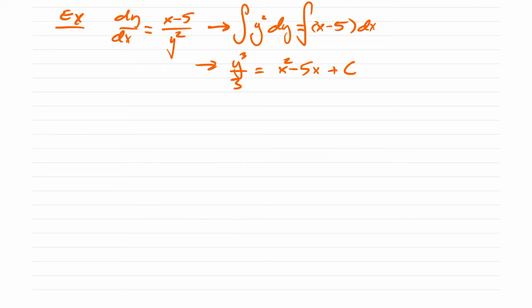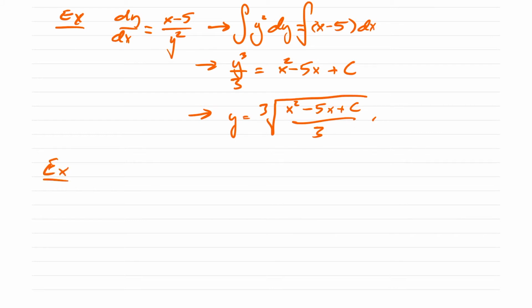Now this one is actually one we can solve. This isn't too bad. So if I multiply by 3 and I take the cube root, we're done. And so we get y is equal to the cube root of x squared minus 5x plus c, divided by 3, right? And so that's probably a more typical problem that you're going to see. It's not too complicated to do these. Sometimes you might have to use integration by parts or something like that, but yeah, I wouldn't worry too much. Okay, so now the next one is asking us to solve the initial value problem.